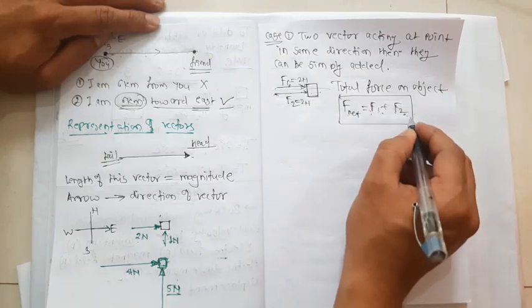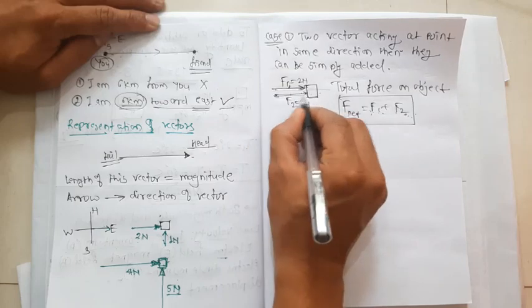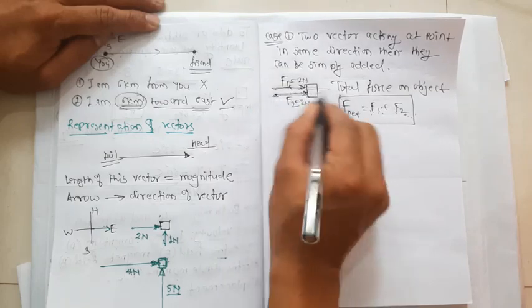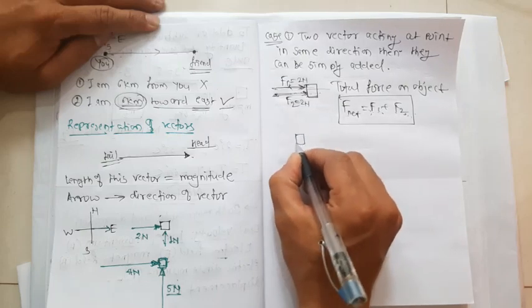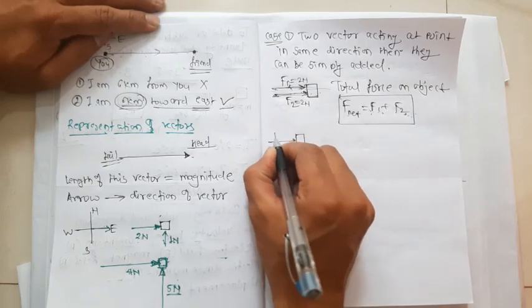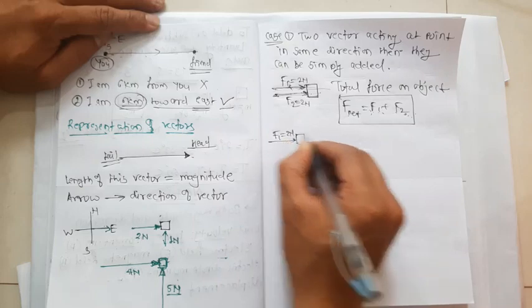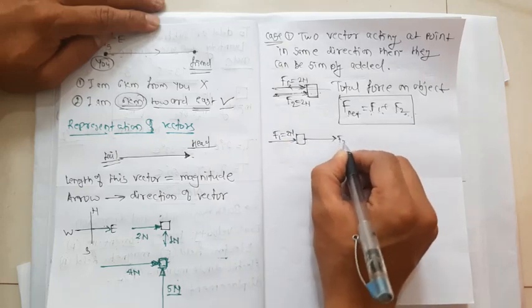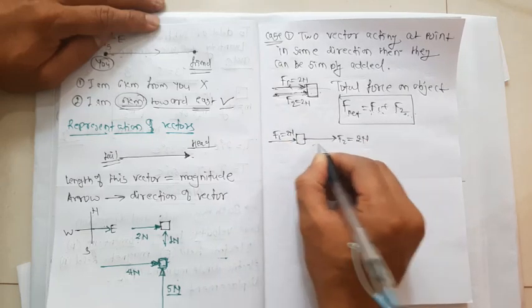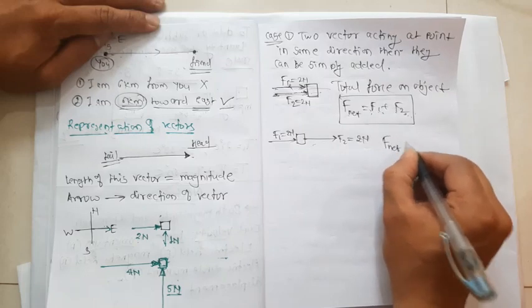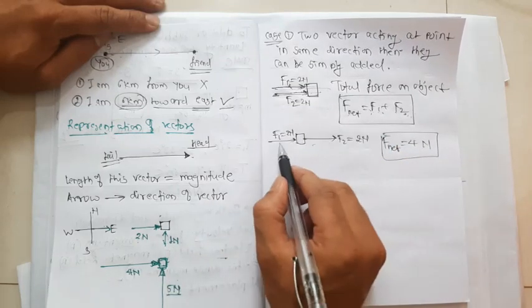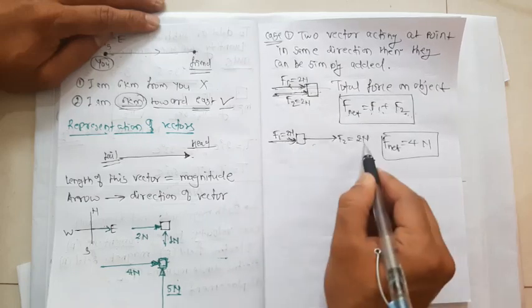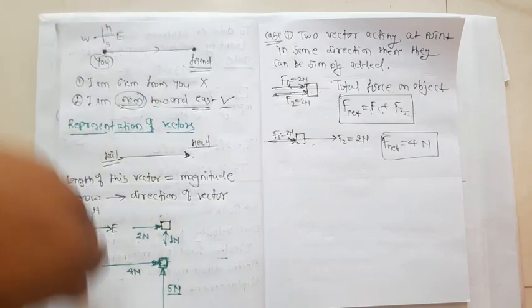But the condition is what? When both are acting in the same direction, parallel, along the same line. If this picture is also drawn in this format, one force is acting, F1 equal to 2 Newton, and another force is acting, F2 equal to 2 Newton. In this case also F net is 4 Newton itself, because both are acting in the same direction and along the same line. Correct?